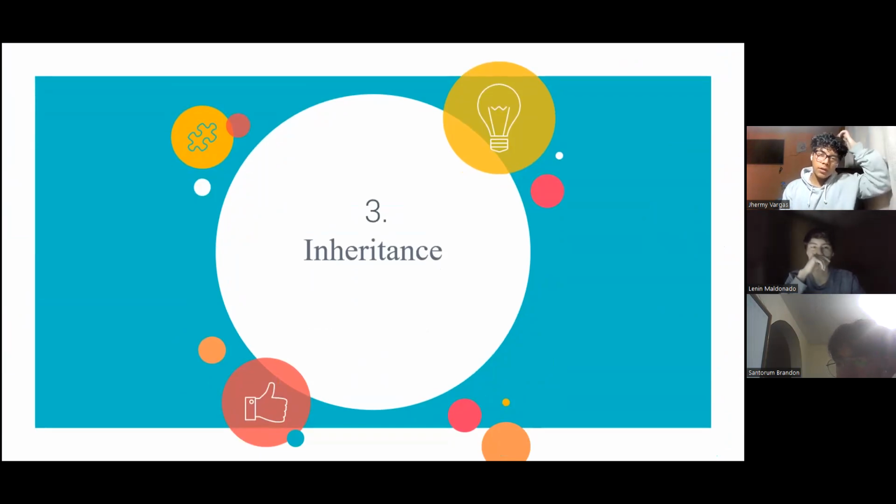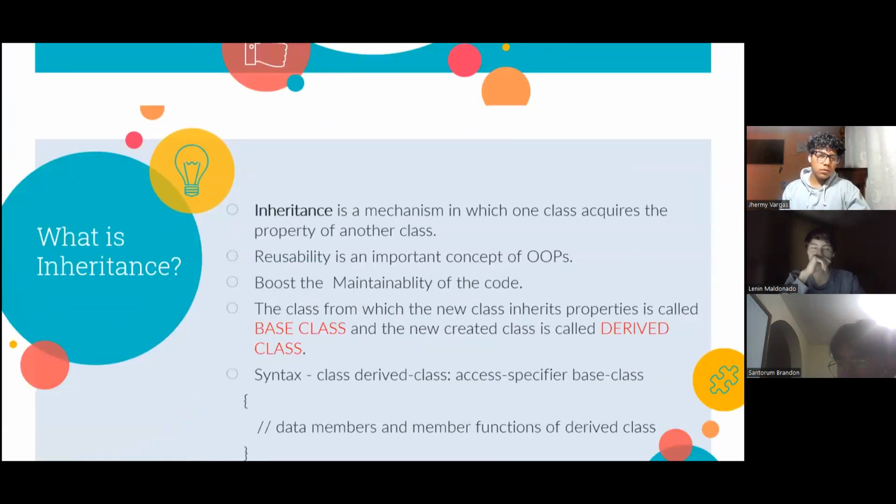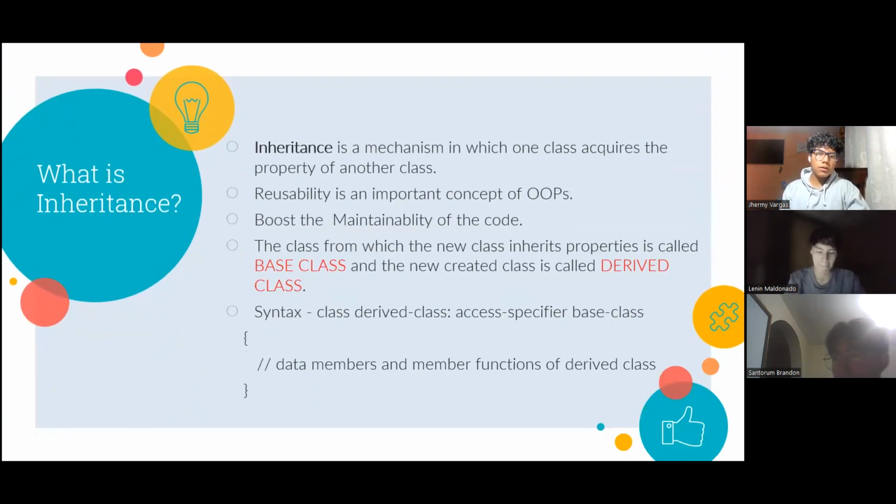The third is inheritance. What is inheritance? Inheritance is a mechanism in which one class acquires the properties of another class. Reusability is an important concept of OOPS. It boosts the maintainability of the code. The class from which the new class inherits properties is called a base class, and the newly created class is called a derived class.